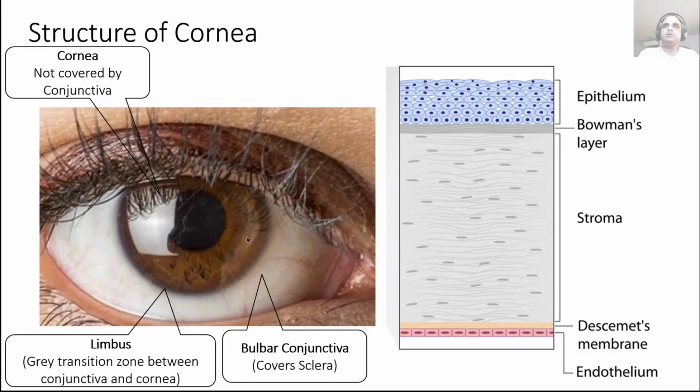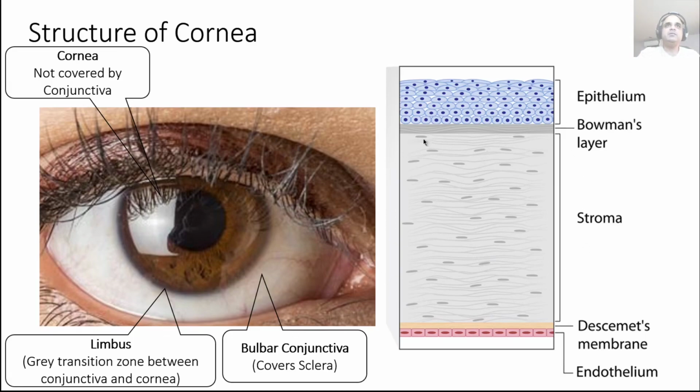The cornea is the transparent anterior 1/6 of the globe, and it's not covered by conjunctiva, as I mentioned before. The bulbar conjunctiva is the bit of the conjunctiva that covers the sclera, and the limbus is the gray transition zone between the conjunctiva and the cornea. The cornea itself has 5 layers, as can be seen here: a top epithelial layer, Bowman's layer, then stroma. Bowman's layer is just an organized part of the stroma. The basement membrane of the endothelium is called Descemet's membrane, and then you have your endothelial cells.